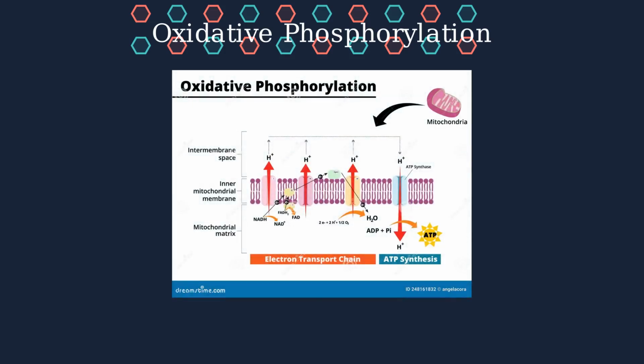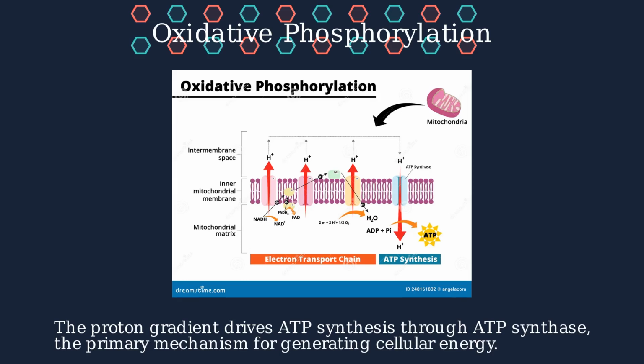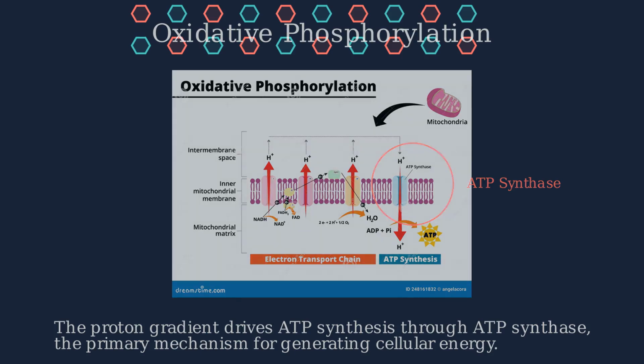This proton gradient is used in the process called oxidative phosphorylation. As protons flow back into the mitochondrial matrix through ATP synthase, ADP is converted to ATP, the primary energy currency of the cell. The enzyme ATP synthase acts as a molecular motor, using the energy from the proton flow to catalyze the synthesis of ATP from ADP and inorganic phosphate.